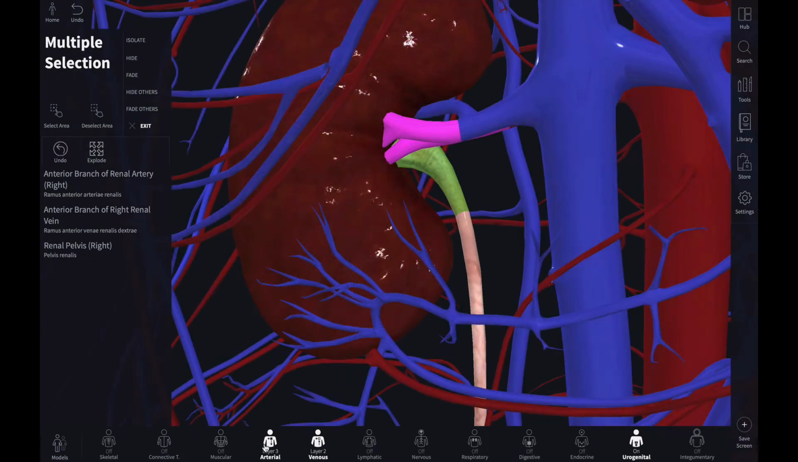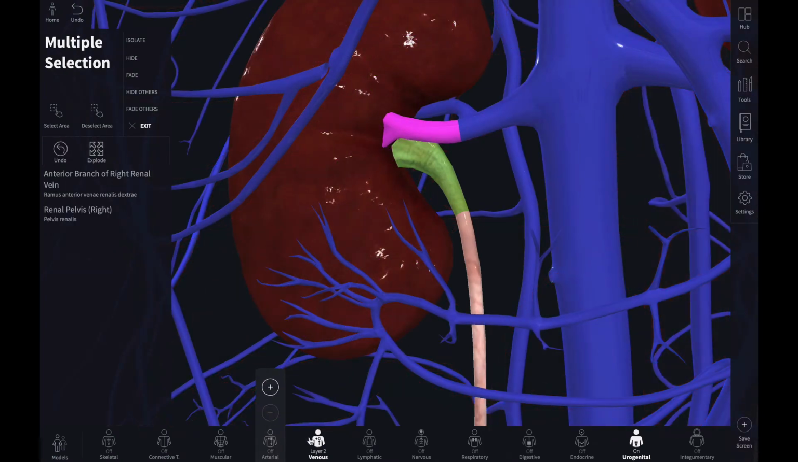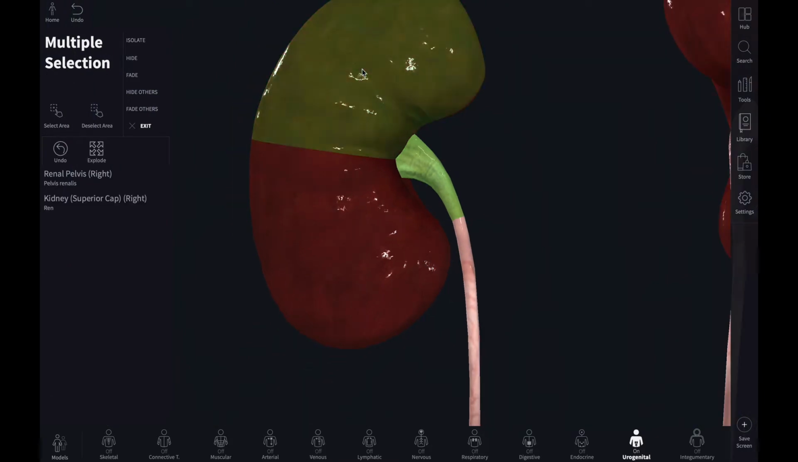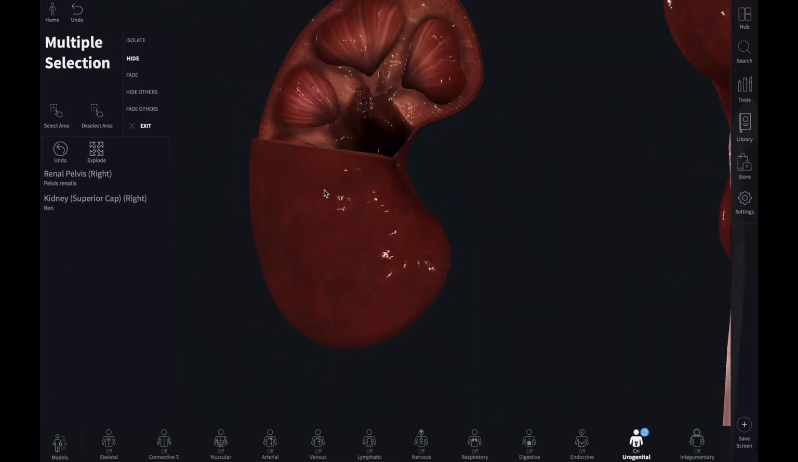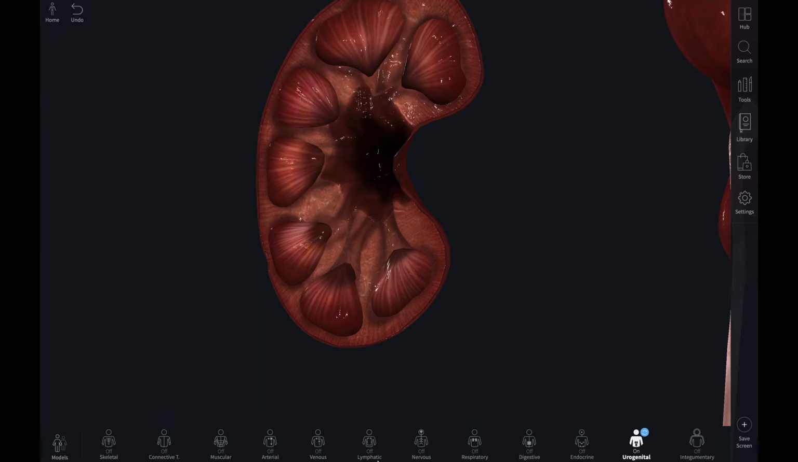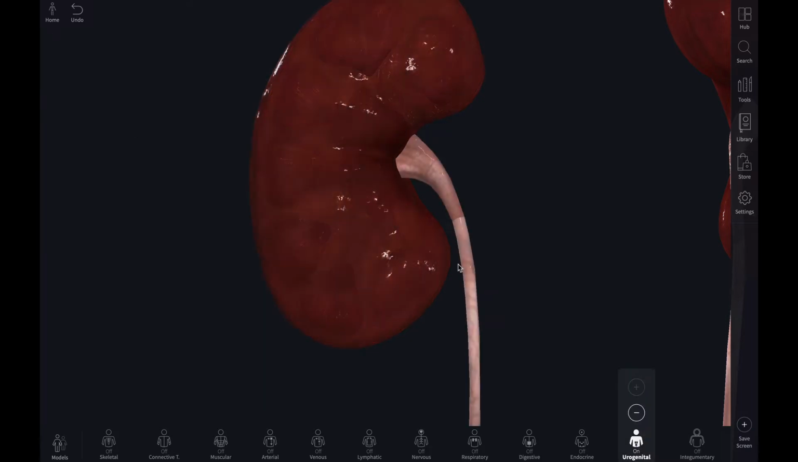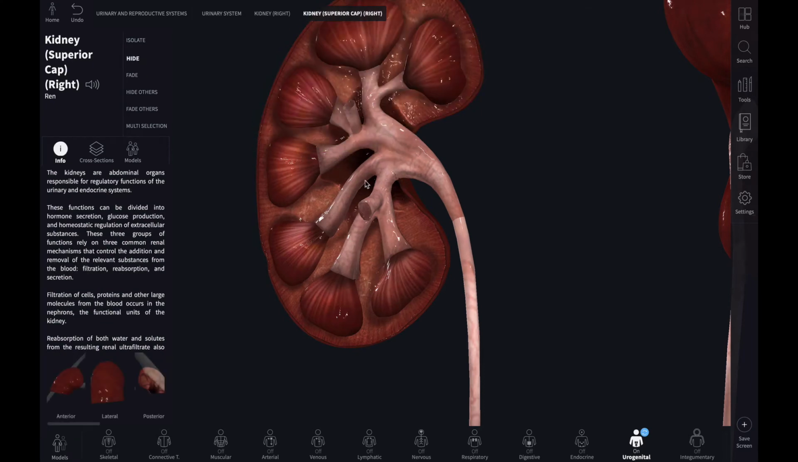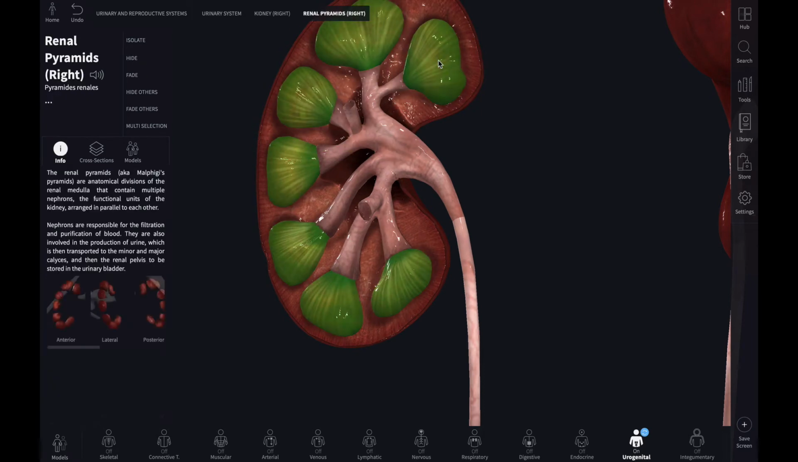Now I am going to show you the cross section of the kidney, the longitudinal section. So for that, when we cut the kidney in the longitudinal section, okay, when we cut, this is called the pyramids.